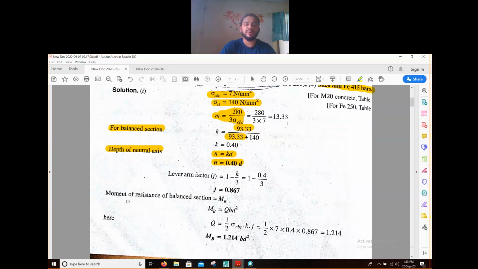So now, the moment of resistance of the balanced section. This M means your moment of resistance, B for balanced. We have the formula MB equal to RBD square. You can write down R here also; R or Q, it is the same meaning. You can write down R here also.